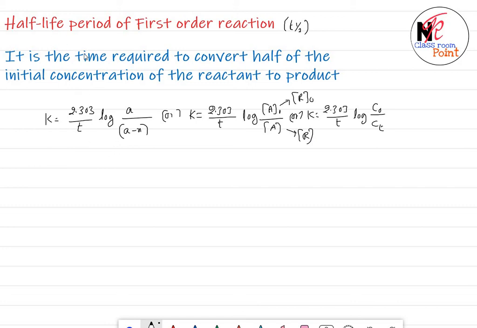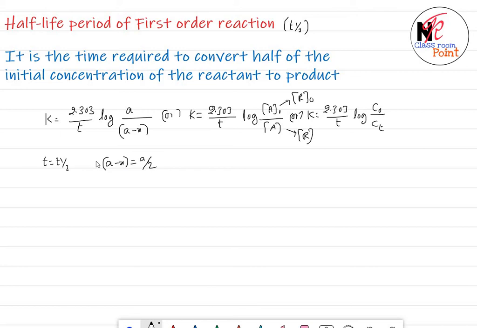Since here we said half-life period, that time becomes T half now, and the final concentration is nothing but half of the initial concentration. So the final concentration, A minus X, is nothing but the A by 2 value, because the initial concentration is A, so here it becomes A by 2. In this case, you will take A naught by 2. In this case, you will take C naught by 2. If you take this one, it becomes R naught by 2.